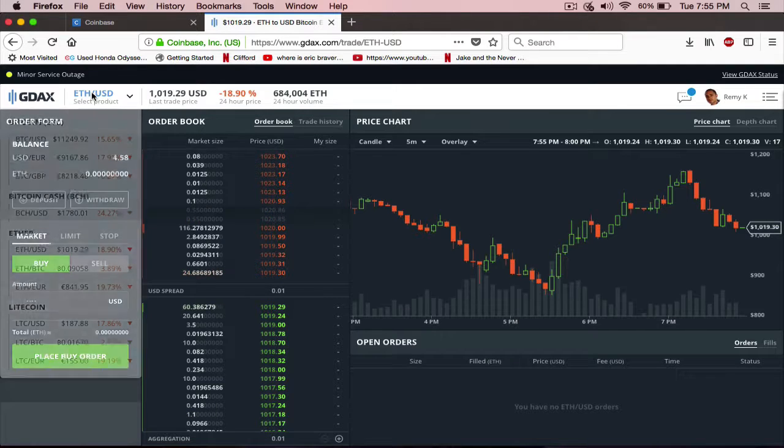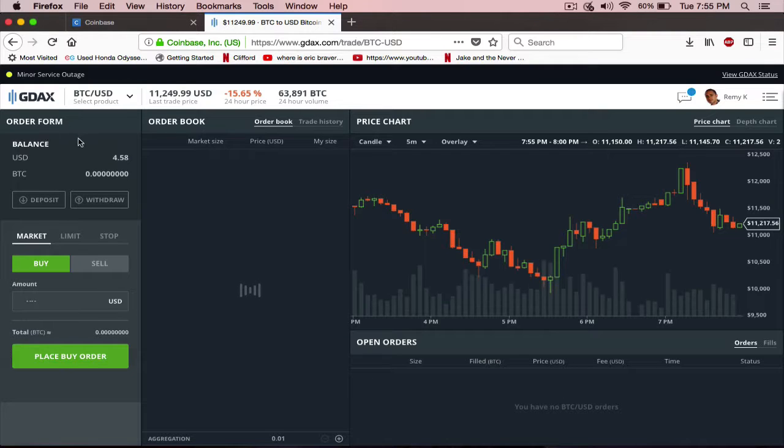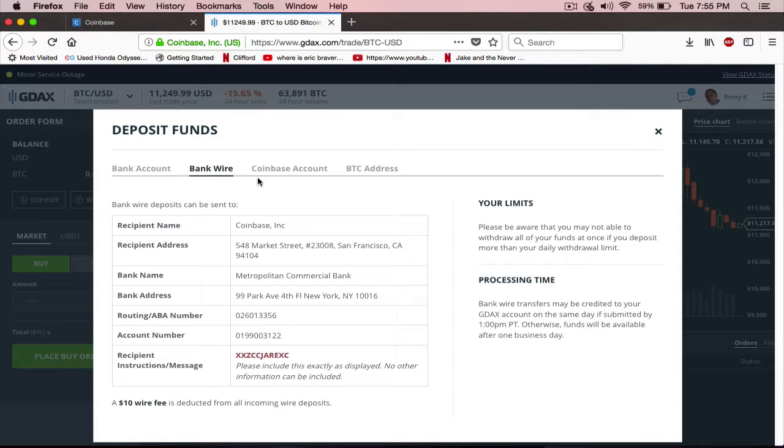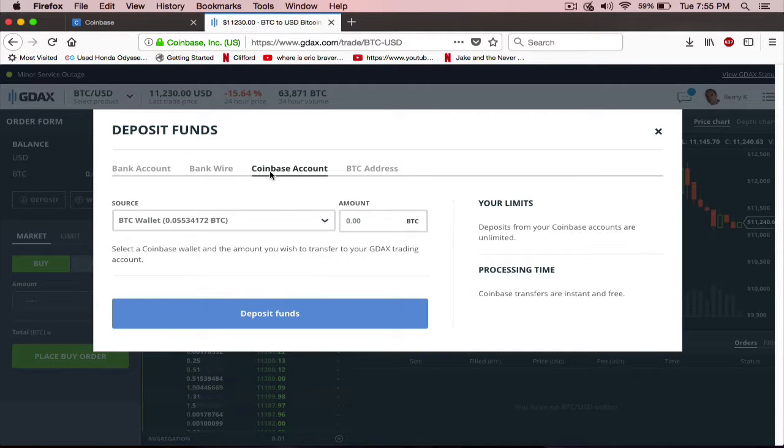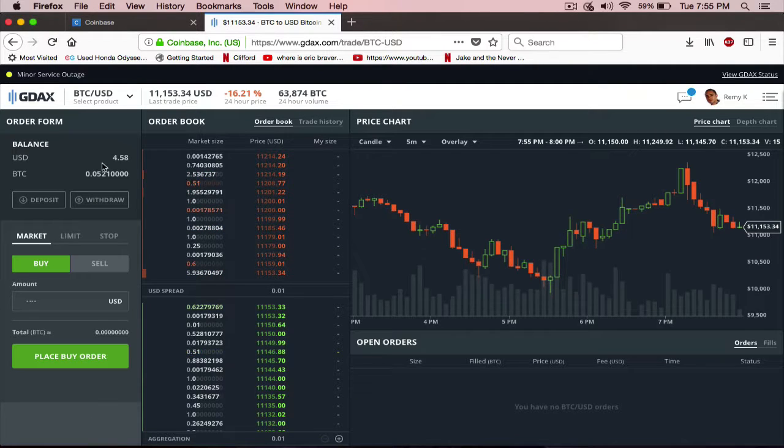Actually, I want to come over here. What I'm looking for is Bitcoin and USD, because I want to deposit Bitcoin. So let's go deposit, and we're going to go Bitcoin wallet, Coinbase account, and we're going to go point. So this is how much Bitcoin I want to deposit into GDAX. Depositing, and it deposits instantly. So now you see I have 0.0521 Bitcoin in my GDAX account.